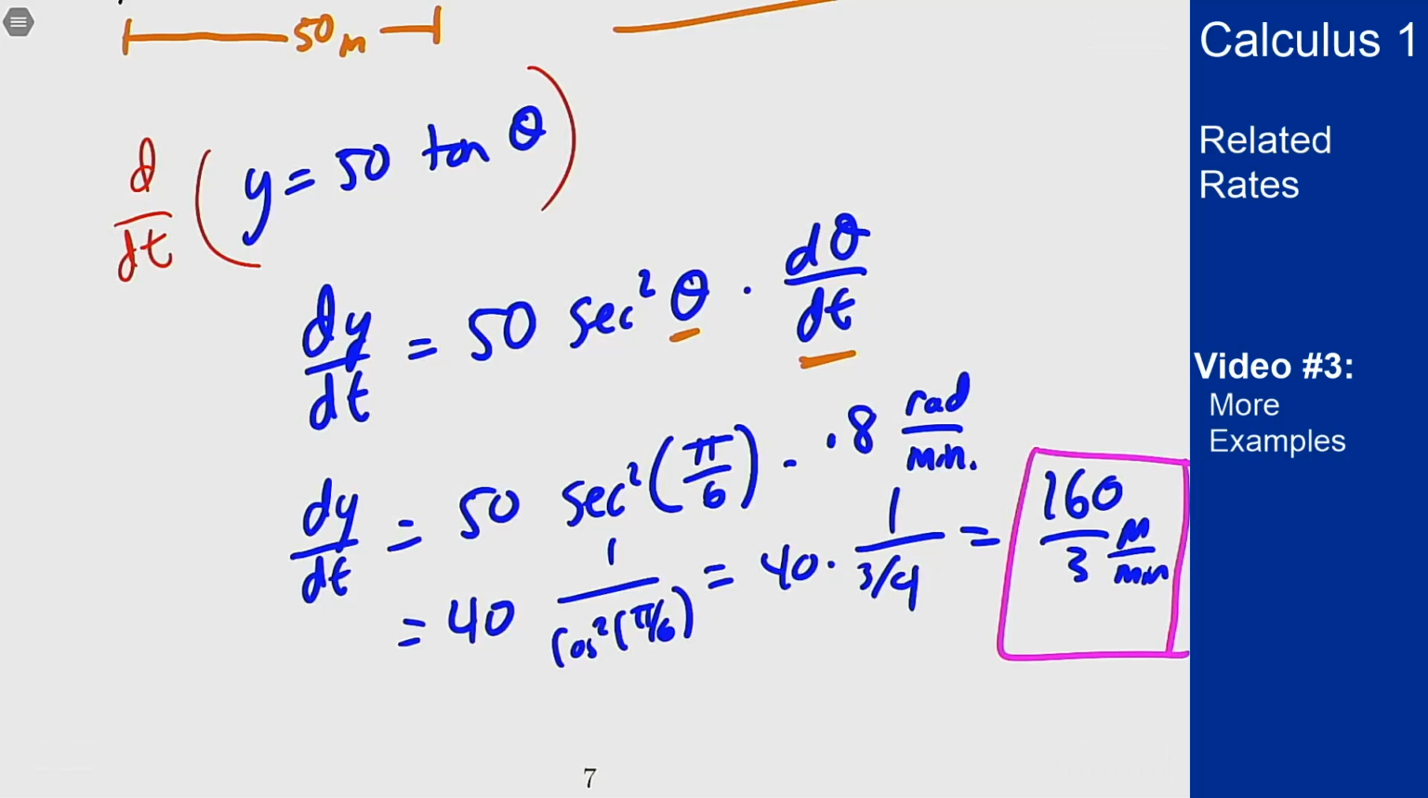This is an example of setting up a related rates problem, setting up an equation now involving a trigonometric function, taking the derivative, and then seeing how to manipulate it to get to the answer you need by plugging in numbers you know from the original problem statement.